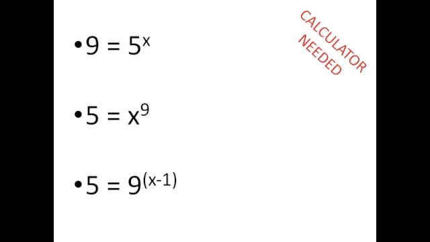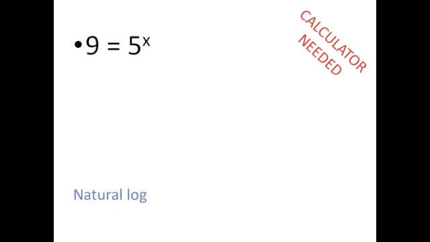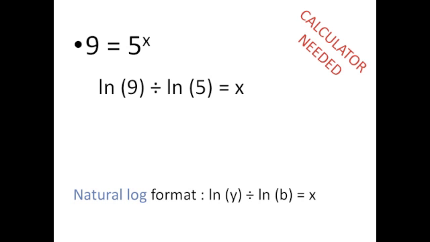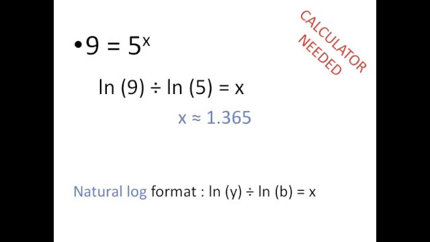Luckily, there is a way to rewrite exponential equations where you input the base and the answer and get the power instead of inputting the base and the power to get the answer. This is natural log. Unfortunately, you can only use natural log on a calculator. The format for a natural log equation is natural log of the answer divided by natural log of the base equals the exponent. So 9 equals 5 to the power of x would be replaced with natural log of 9 divided by natural log of 5 equals x. If you plug that into a calculator, you will get approximately 1.365. So 5 to the power of 1.365 is approximately 9.